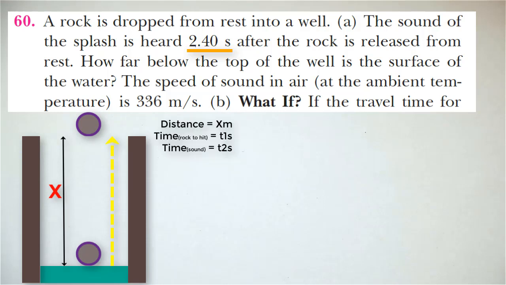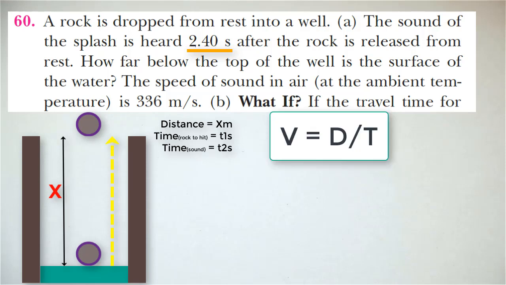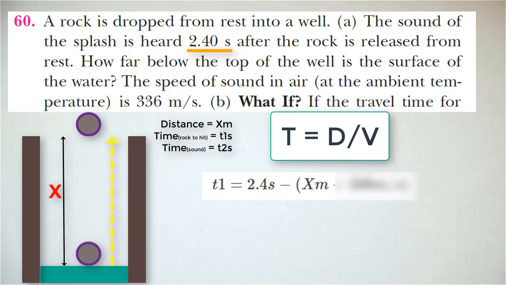First off, let's say that the distance that the rock moves is x. Then the time for the rock to hit the water is t1, and the time for the sound to come back is t2. Now we know that velocity is equal to distance over time, or if we switch it around, time is equal to distance divided by velocity. We can now say that the time t1 is equal to the total time, 2.4 seconds, minus the time it takes for sound to come back, which is the distance x divided by the velocity of sound, which has been given in the problem as 336 meters per second.